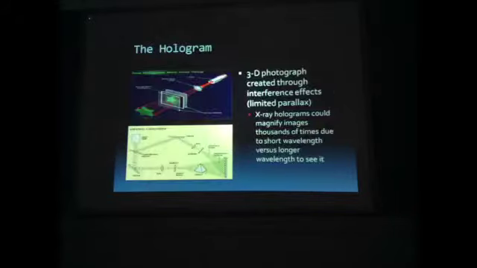Last slide here. Holograms. Just want to talk about holograms quickly. I'm not really going to go into a lot of detail. But a hologram, you've probably all seen one before. It's a 3D photograph. It's created through interference effects. So you can see the star. It looks like it's three-dimensional even though it's not.